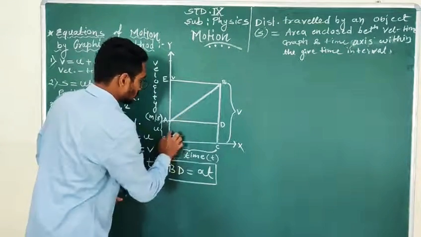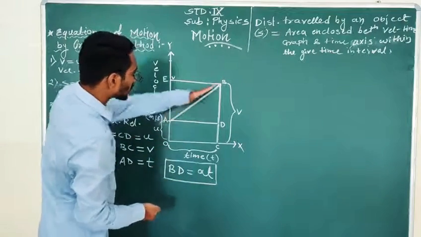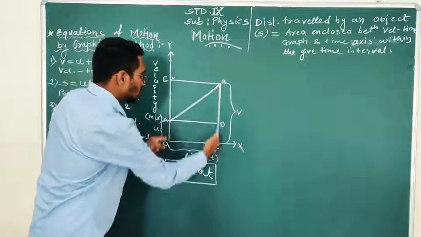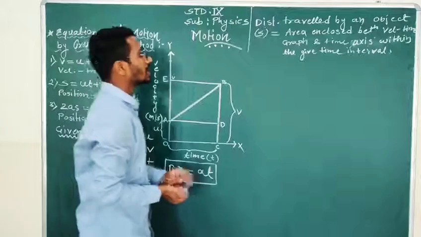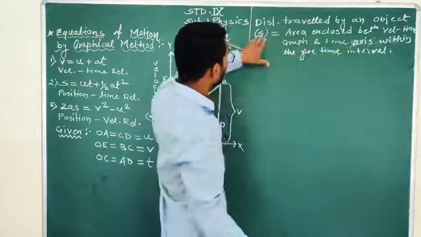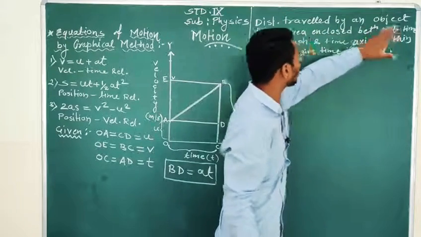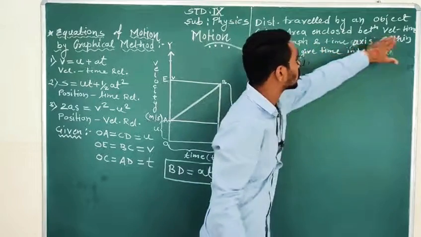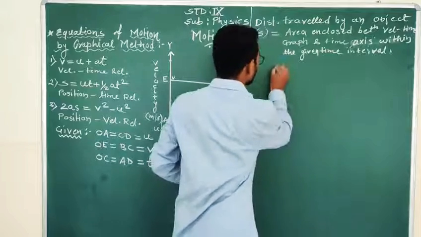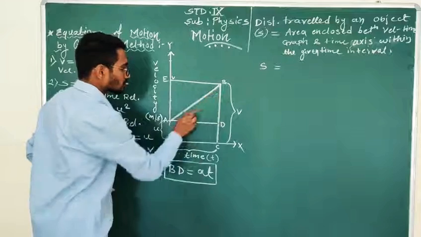area, this much area enclosed between velocity time graph and time axis within the given time interval. इसलिए मैंने लिखा distance traveled by an object that is nothing but the displacement denoted by s is equals to area enclosed between velocity time graph and time axis within the given time interval. तो ये कितना एरिया होगा? s is equals to कितना एरिया है?